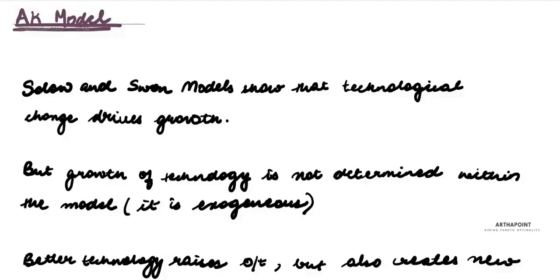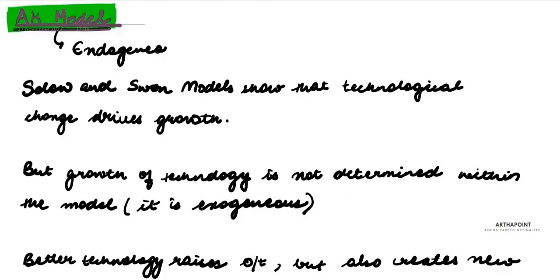The AK model. The AK model is one of the models which is an endogenous model. What do we mean by the model being endogenous? It means that the reason for the growth of output and capital is defined within the model.